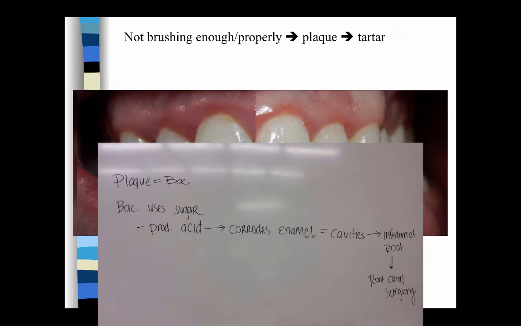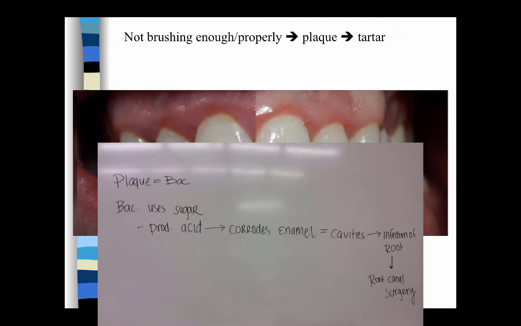Uh-oh, that's no good. And then the worst part is if you leave a cavity, a hole that exposes the nerves and the soft tissue, bacteria can get into the cavity and start infecting the root. So this could lead to infection of the roots, if bacteria get into those cavities. Infection of the roots leads to pain and a lot of discomfort.